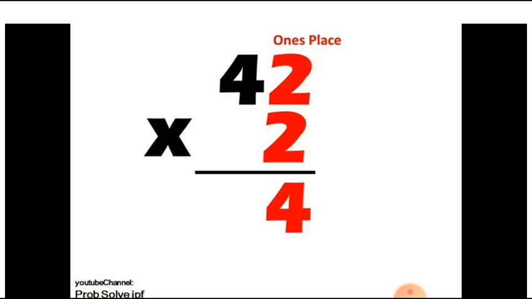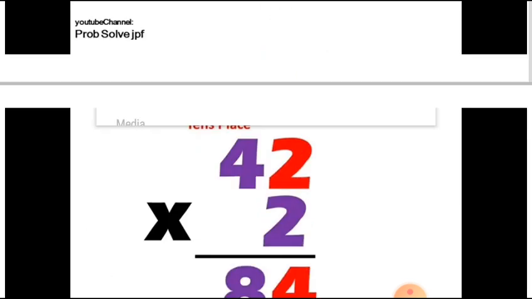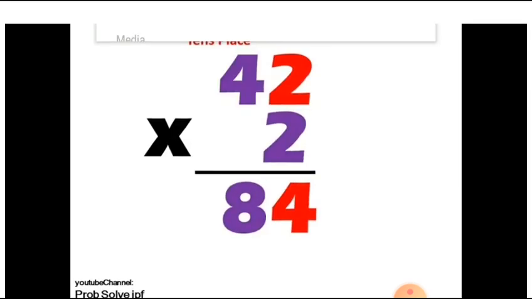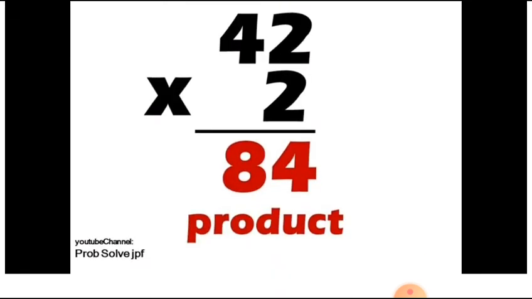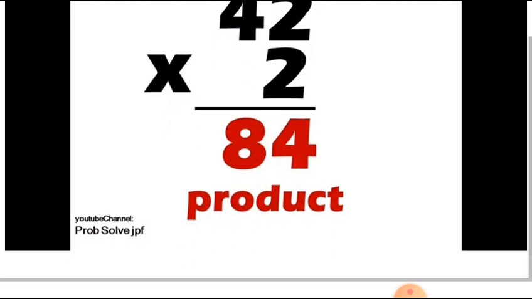Now you multiply 2 with 4. So 2 with 4 is 2 ones are 2, 2 twos are 4, 2 threes are 6, 2 fours are 8. So just down here you can write the number 8. So we got the product 84. Look, children, we got the product 84. So 42 into 2 is 84. So this one also copy.